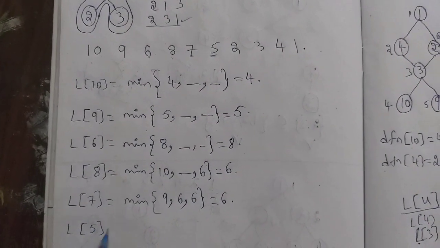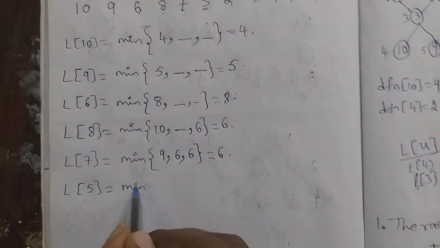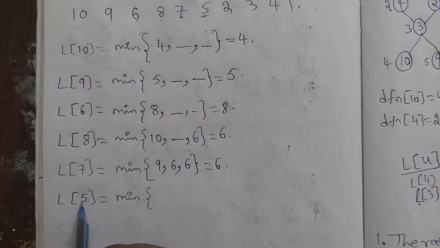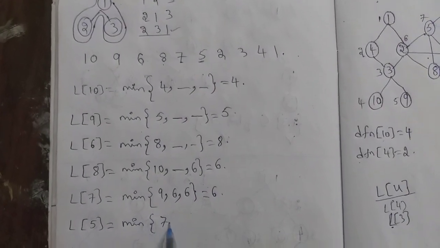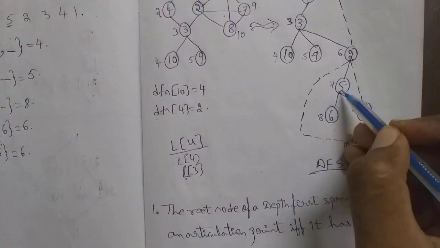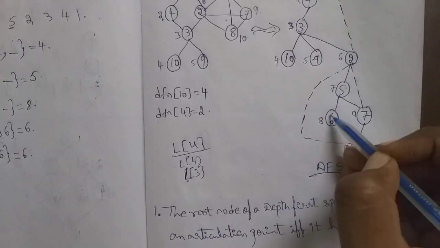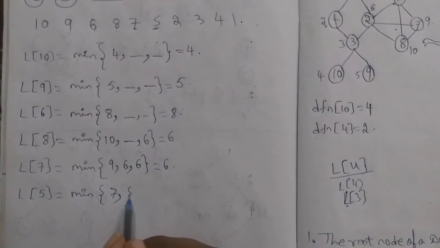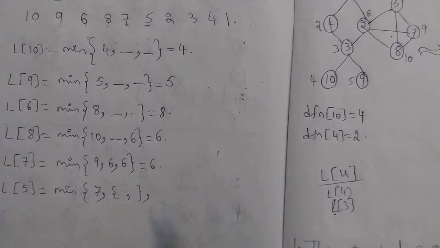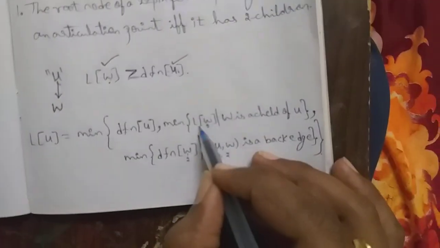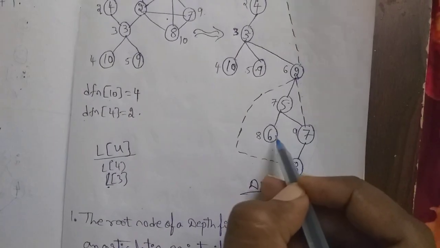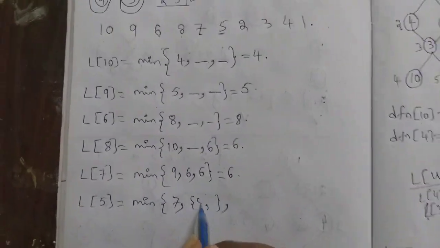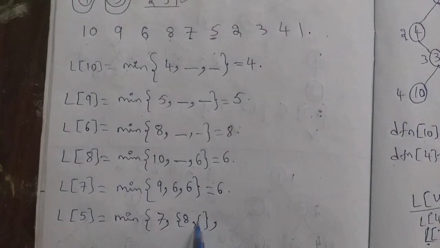L of 5 is equal to the minimum of the depth first number of 5. What is the depth first number of 5? 7, comma. 5 has 2 children, 6 and 7. 6 comma 7, L of W, where W is a child of U. What is L of 6 and L of 7? L of 6 is 8. L of 7 is 6.